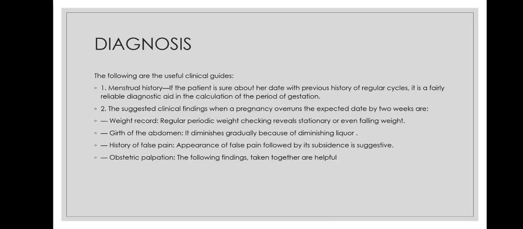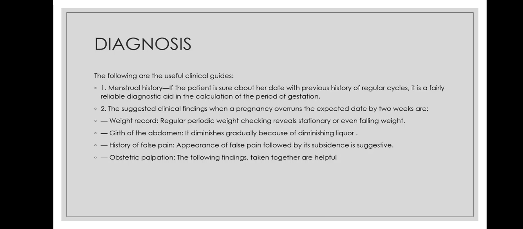Diagnosis. The following are the useful clinical guides. One, menstrual history. If the patient is sure about her date with previous history of regular cycles, it's a fairly reliable diagnostic aid in the calculation of the period of gestation. So the first thing you start with is, when was your last menstrual period? However, you need to make sure that the patient previously had regular cycles and they're very sure of the date.